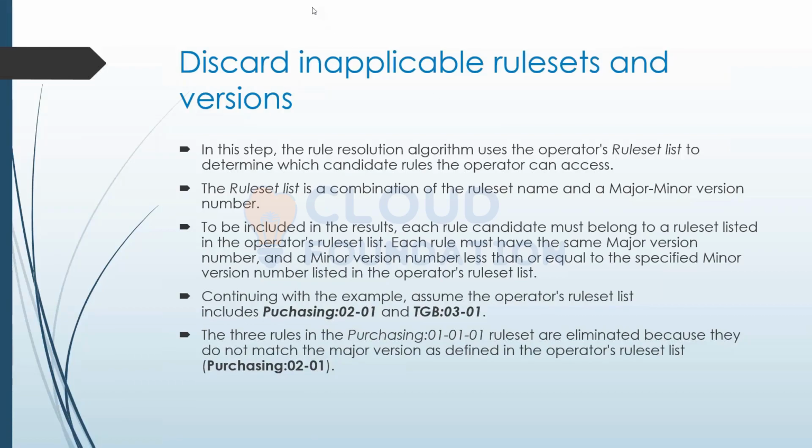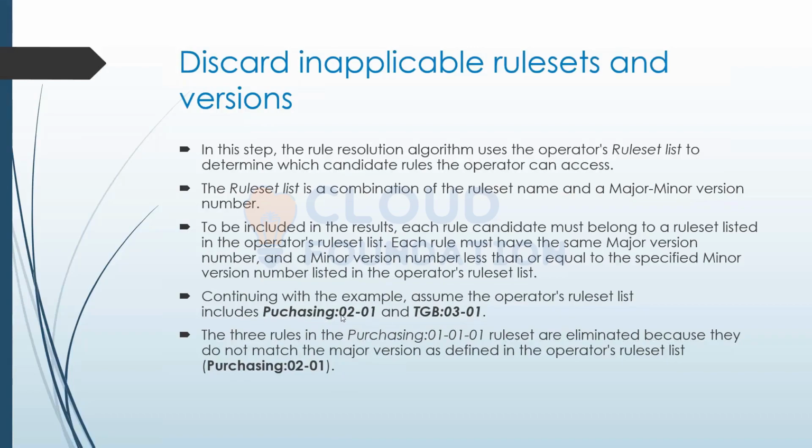How do we deal with this? Let's look at an example. Operator rule set list here. Look at bullet point 4, where we are considering the operator's rule set list, which has two rule sets: purchasing O2 and TGB O3. I will compare all the given rule candidates with these two rule sets.